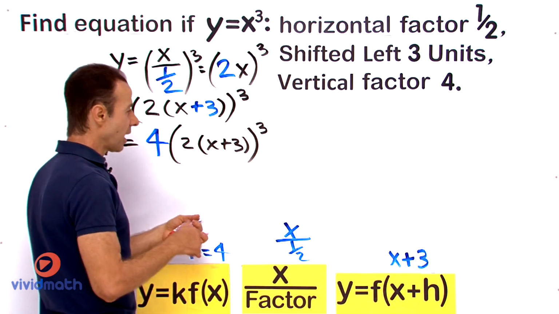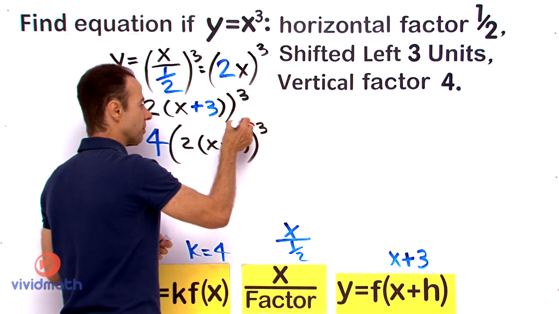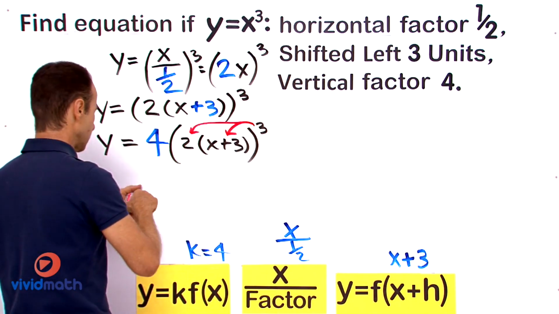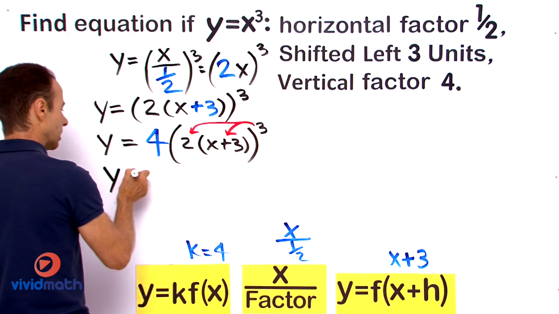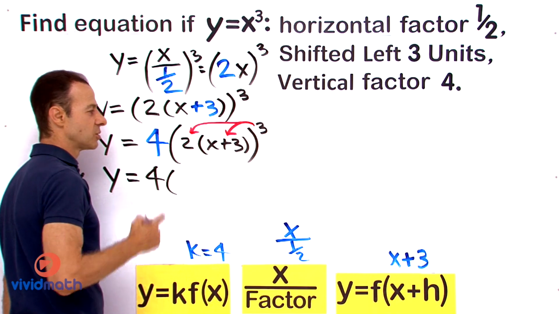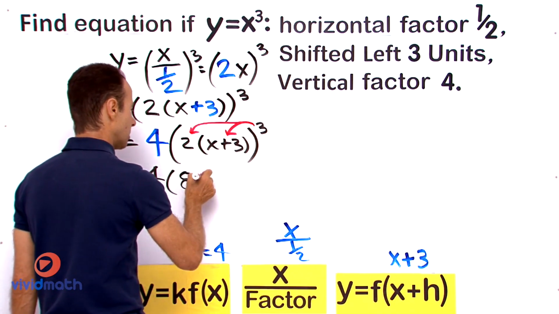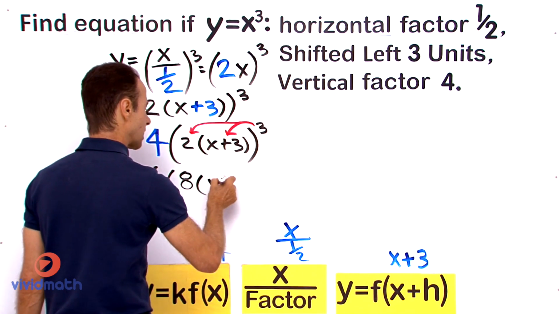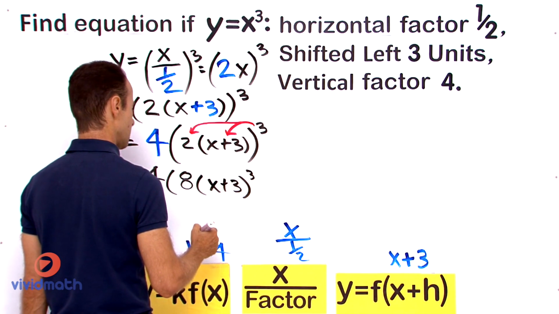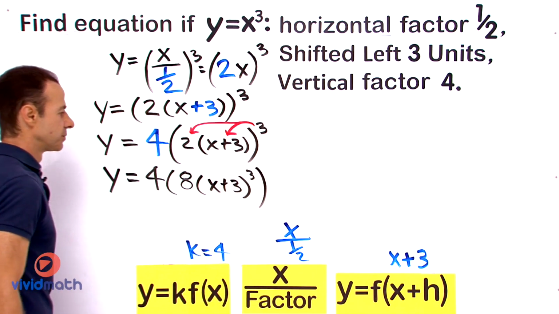Now, we can apply from exponents, if you remember the power to a power, we can apply that power of 3 to this, and we can apply it to the 2, meaning that this will turn into y equals 4 bracket. Now, 2 to the power of 3 is 2 times 2 times 2, which is 8. So that'll be 8 bracket x plus 3 all cubed, like that. So, yep, all cubed, close brackets.